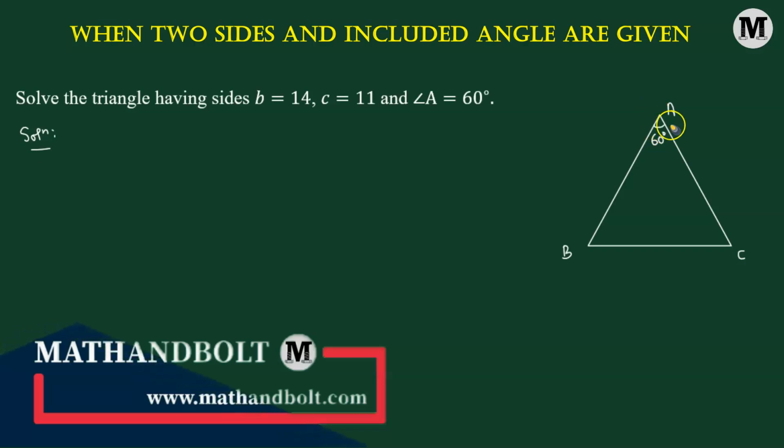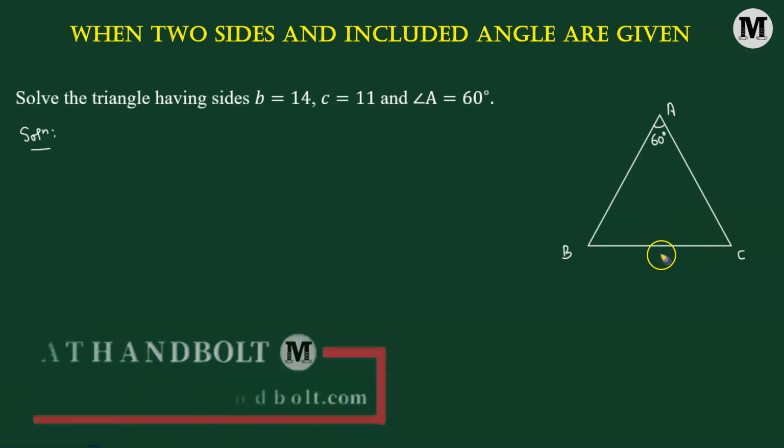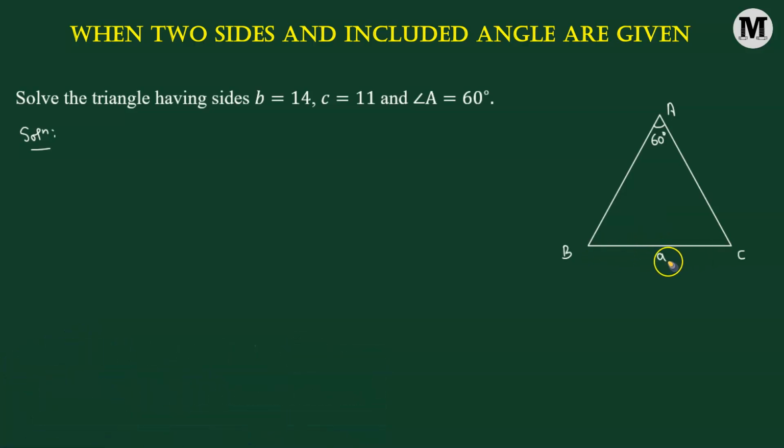Now let's consider the side that is opposite to angle A, which is BC. We're going to denote it by the lowercase letter a. Then we consider the angle B. The side opposite to that angle, that is AC, will be denoted by lowercase b, and its measure is 14 units. And then finally we have the angle C, and the side opposite to it, which is AB, denoted by lowercase c, and that has a measure of 11 units.